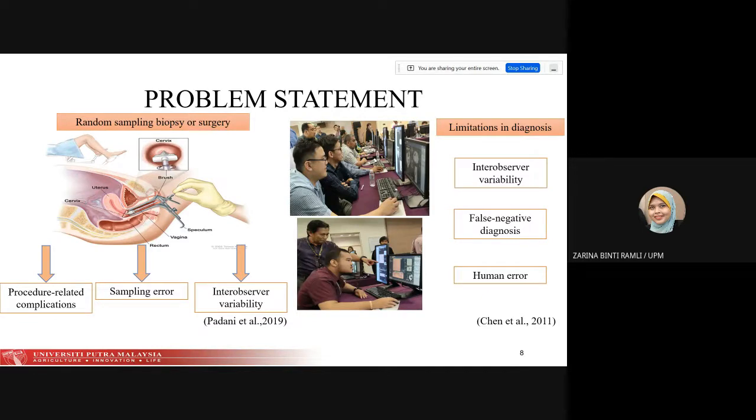For the problem statement, the random sampling biopsy currently used for surgery and diagnosis has limitations because it includes procedure-related complications such as sampling error, intra-observer variability, and post-procedure complications for the patient. Therefore, intra-observer variability and false negative diagnosis are also unavoidable as human error will influence the diagnosis and prognosis of the patient.